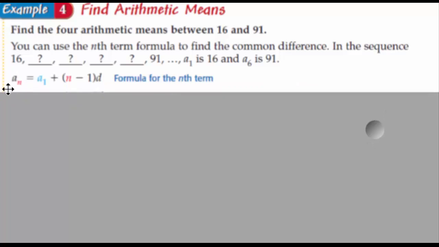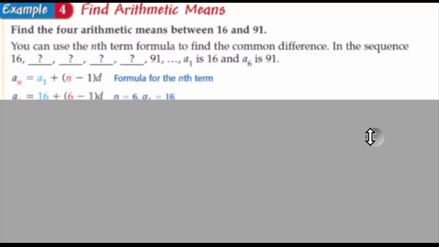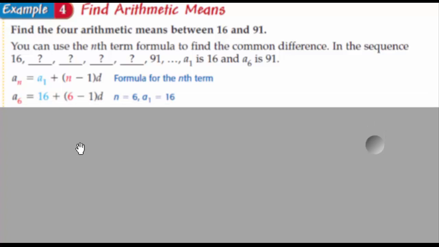So right here is a sub n. That's where we're going to plug in our sixth term. A sub 1 is right here. So we plug in 16 there. And n, since this 91 is the sixth term, we're going to plug in a 6 for n right here. And then we've got to solve it for d to figure out what our common difference is. So we plug all that stuff in.